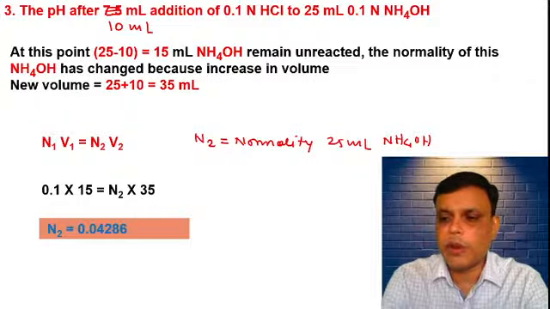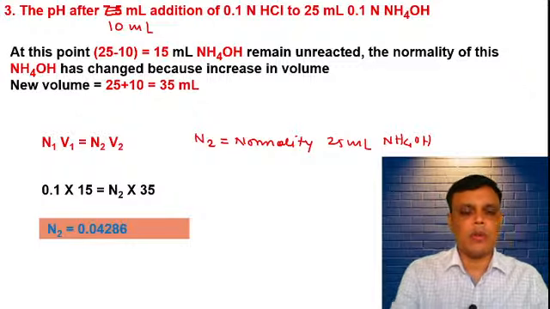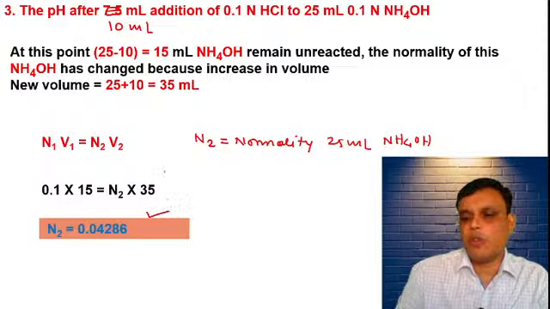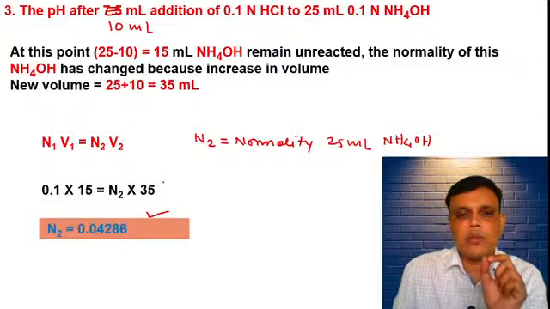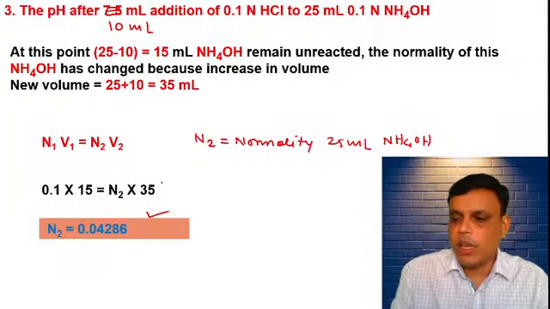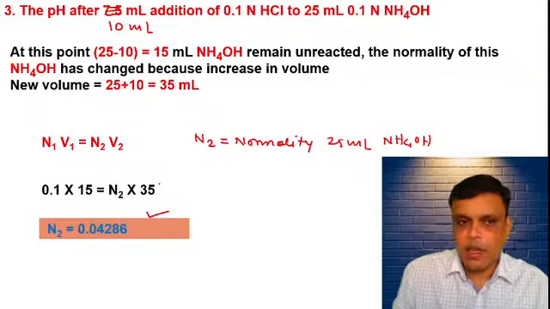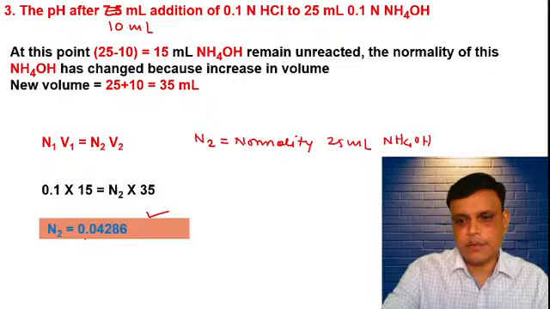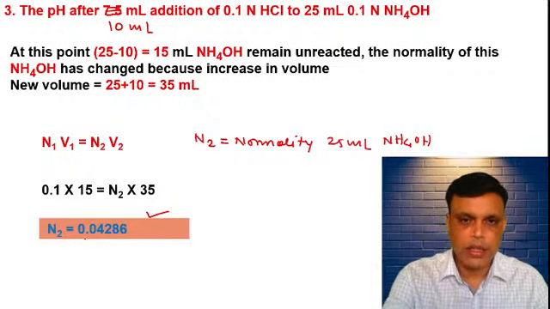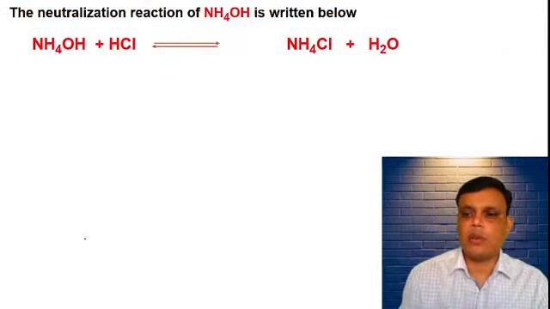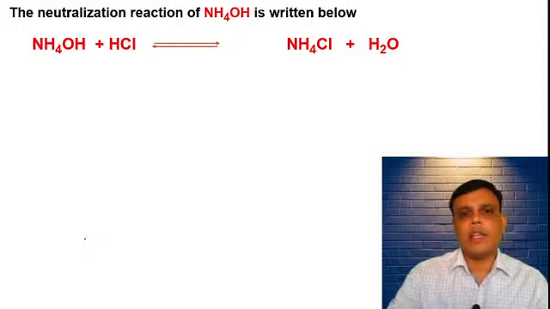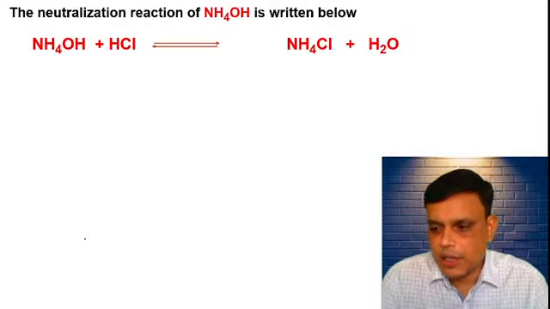New normality of ammonium hydroxide, that is N2 is equal to, आपके स्क्रीन पे है, N2 is equal to 0.04286. So write down this value, नोट कर लो इसको, ये हम लोगों को लगने वाली है आगे. ठीक है, write down this value. N2 is equal to 0.04286. लिख लो ये. ओके, गुड. शालू is also saying 0.04286.